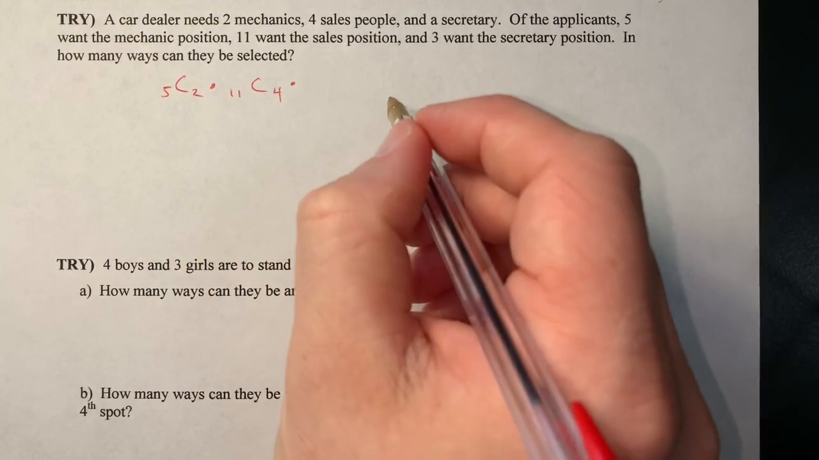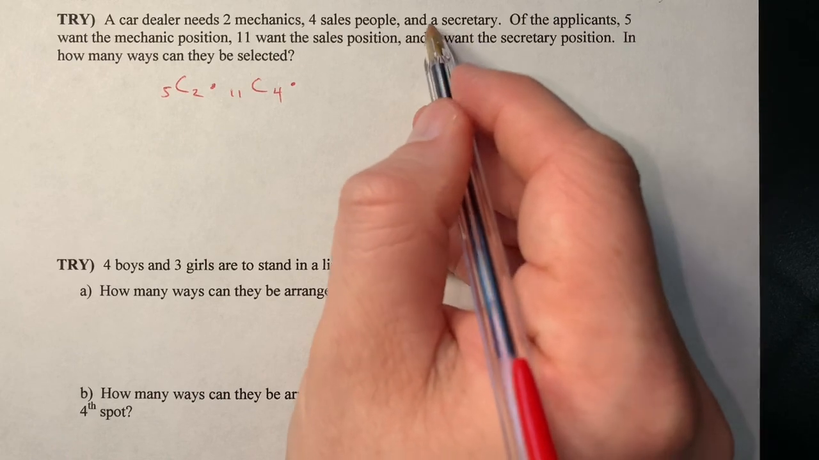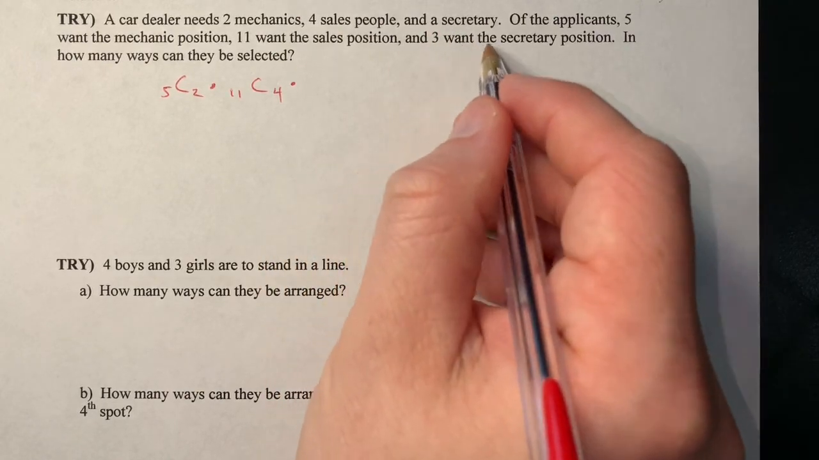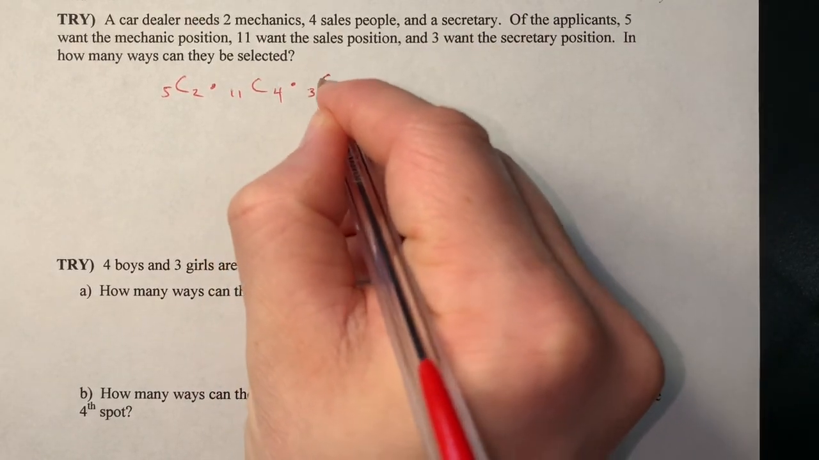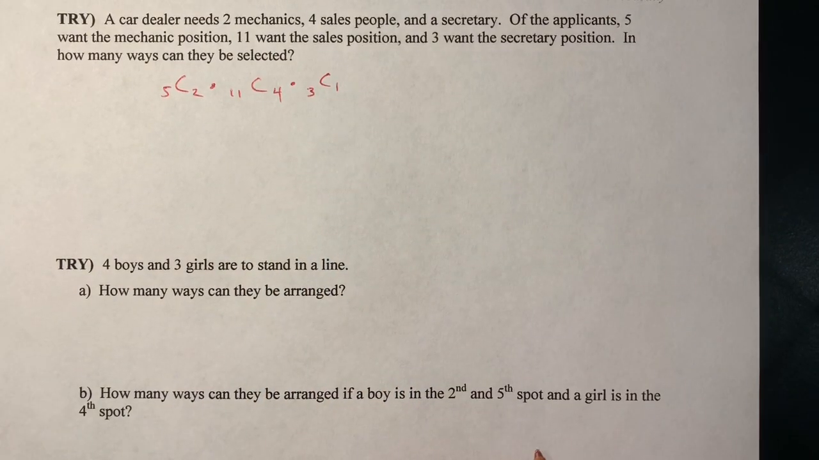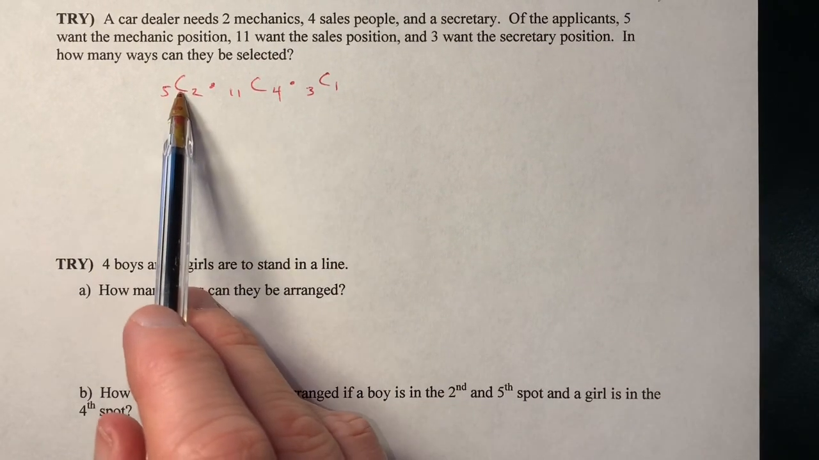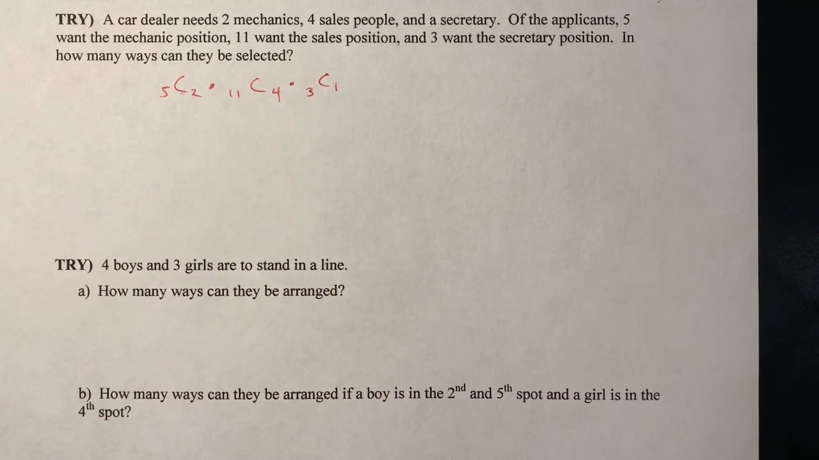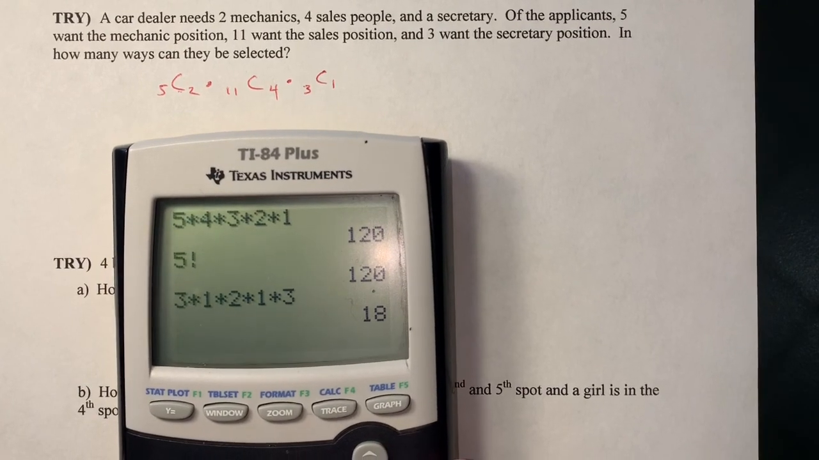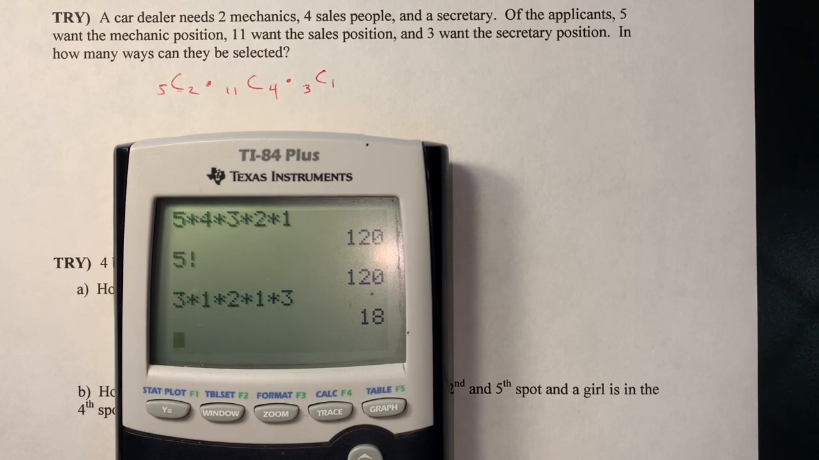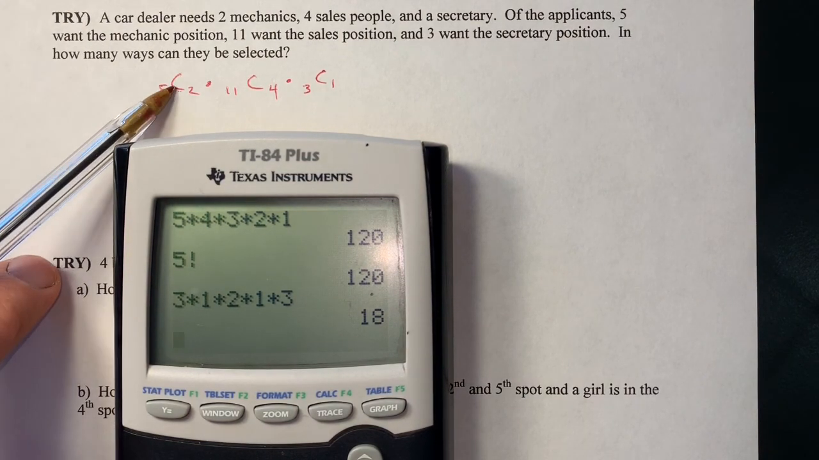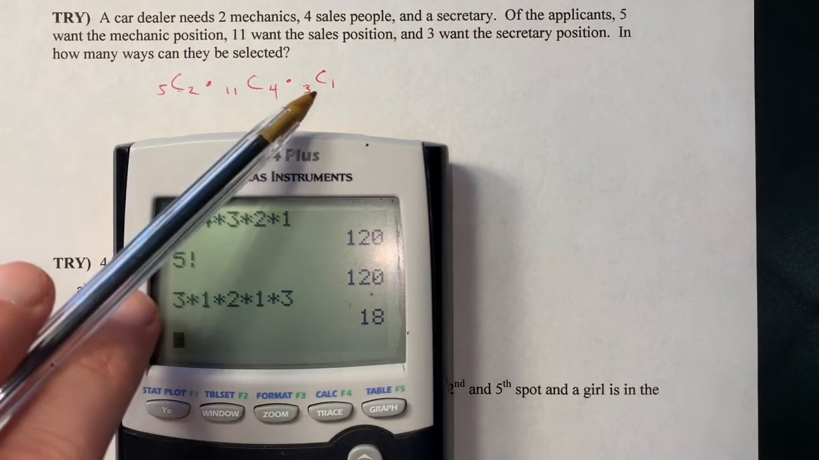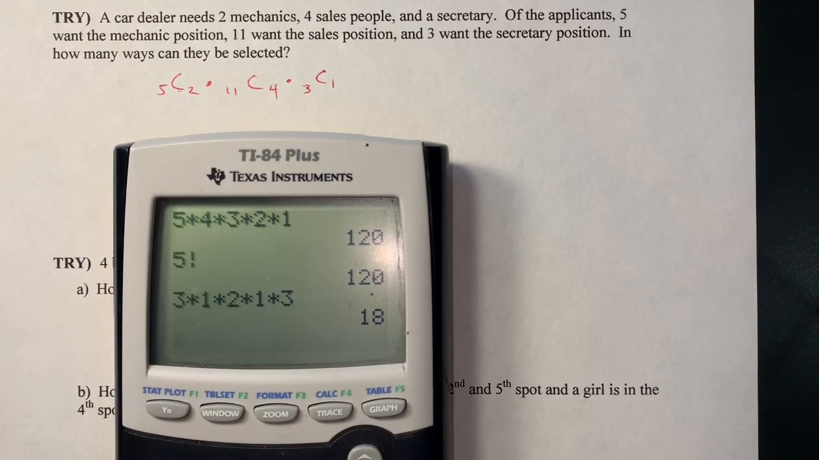We're going to multiply that by the number of ways to choose a secretary. So that's 1 secretary. 3 have applied for that position. 3C1. Okay. Now I can do 5C2 and 11C4 and 3C1 and then multiply those numbers, or I could just put this all in my calculator right now. I'm not necessarily interested in how many ways to choose just the mechanic or just sales or just secretary. I want to know the total, so I'm just going to go ahead and multiply them all at once.